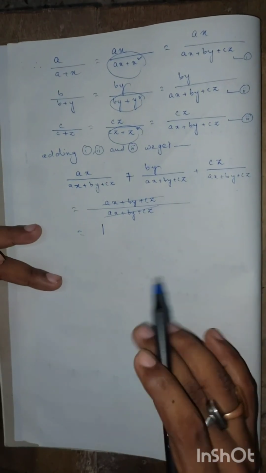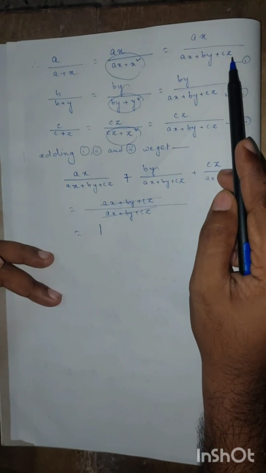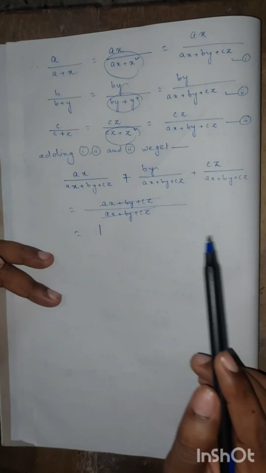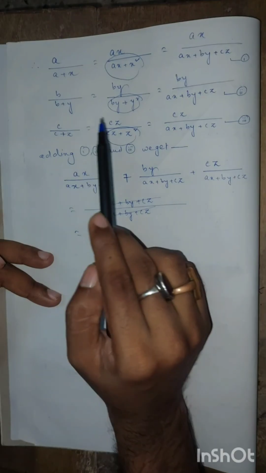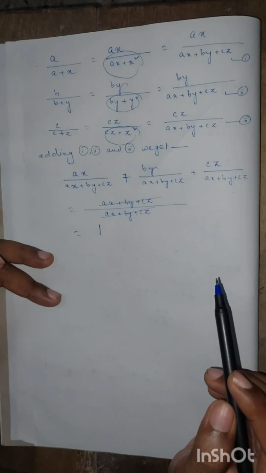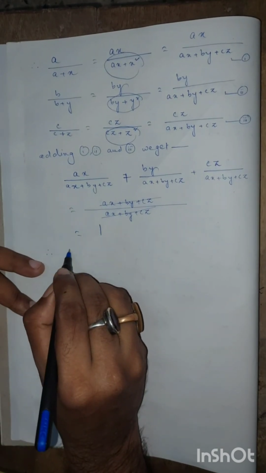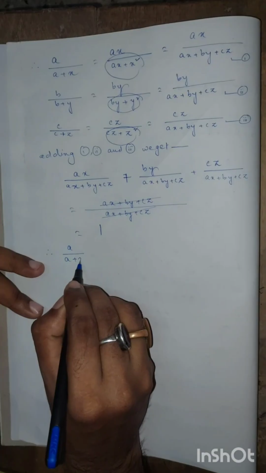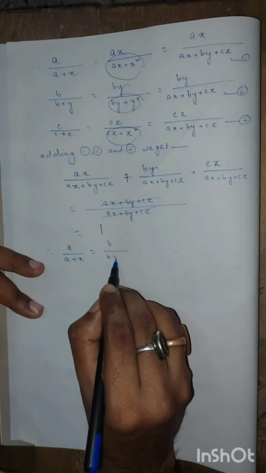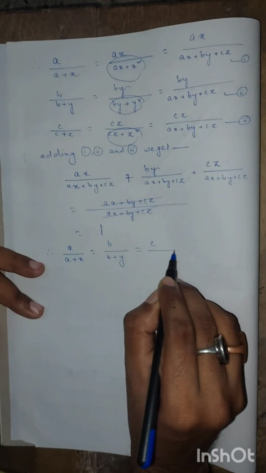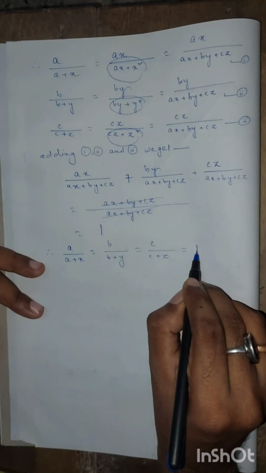So we can see that if we add these three expressions, we are getting 1. That means this quantity plus this quantity plus this quantity is equal to 1. This is what we needed to prove. Therefore we can write a by a plus x is equal to b by b plus y is equal to c by c plus z is equal to 1.